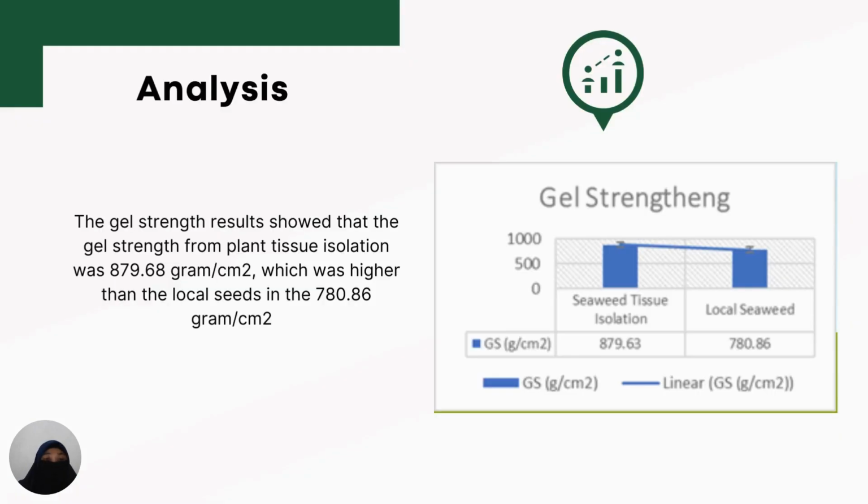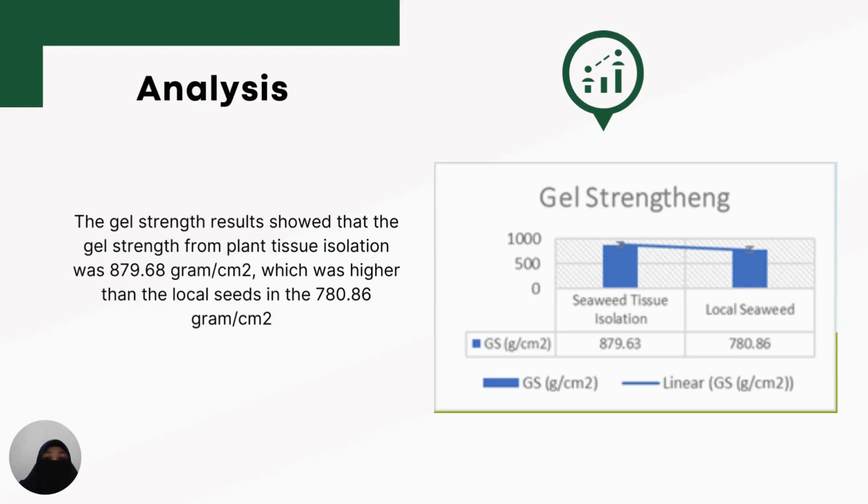And the other results for the gel strength show that the gel strength from plant tissue isolation was 879.68 grams per centimeter square, which was higher than the local seeds at 780.86 grams per centimeter square. The results of the gel strength show the yield from plant isolation was higher than the local seeds, but both of them are included in the quality standard for Japan, where for Japanese export agar, the gel strength of superior quality is more than 600 grams per centimeter square.